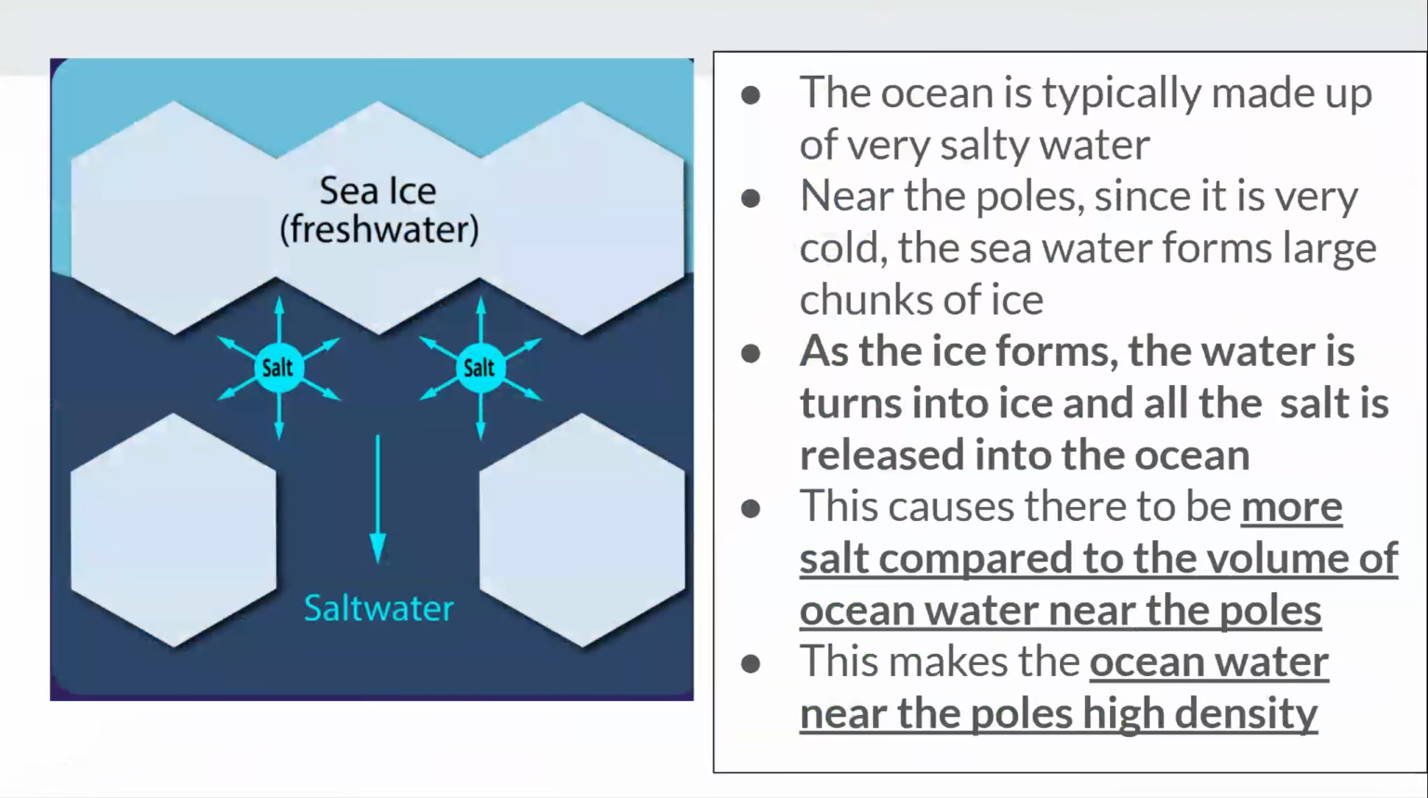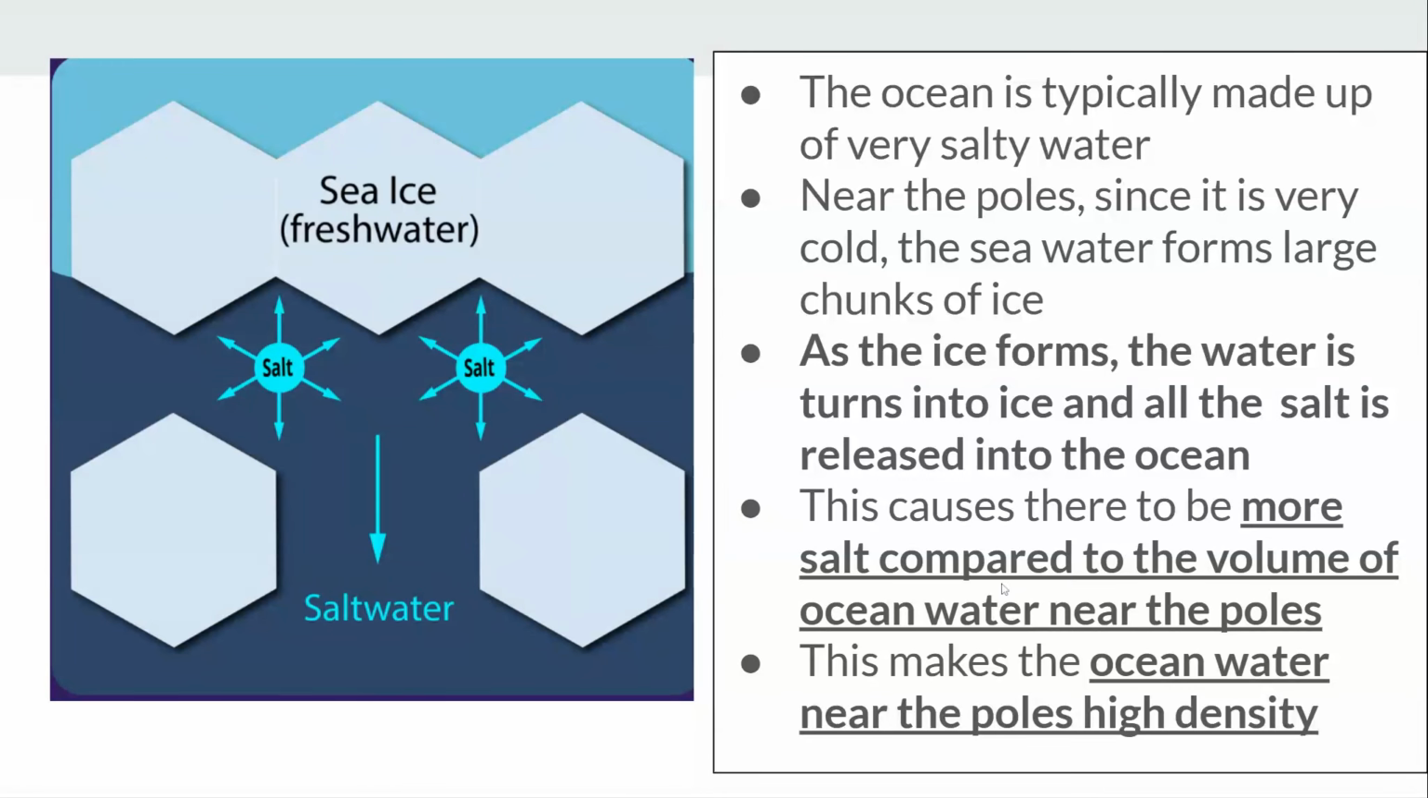Now, the ocean is typically made up of salt water, right? And near the poles, since it's very cold, the seawater forms large chunks of ice. As the ice forms, the water is turned into ice, and all the salt is released into the ocean, because when we're creating ice like this, the ice can't hold the salt. So that's why near the Arctic it's so salty, because the Arctic has so much ice, and because so much water is being taken away from the actual ocean and being turned into ice, the ocean water is really salty because so much salt is left behind.